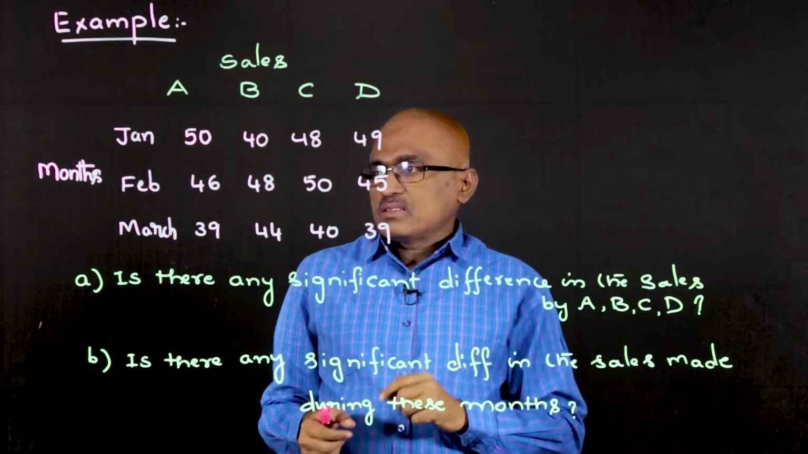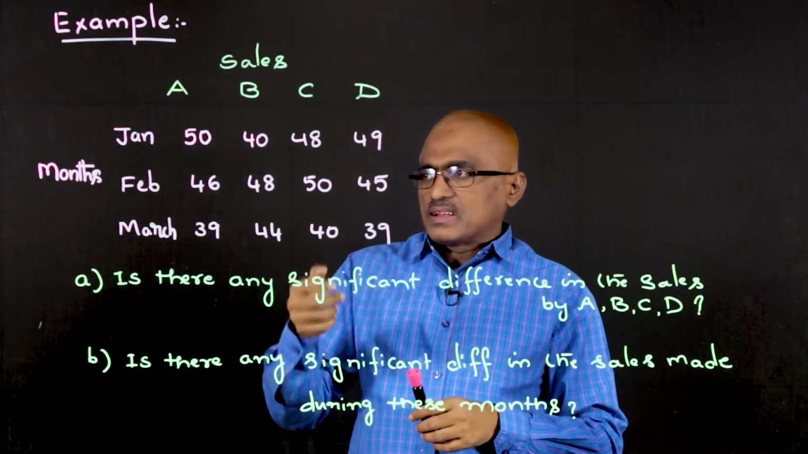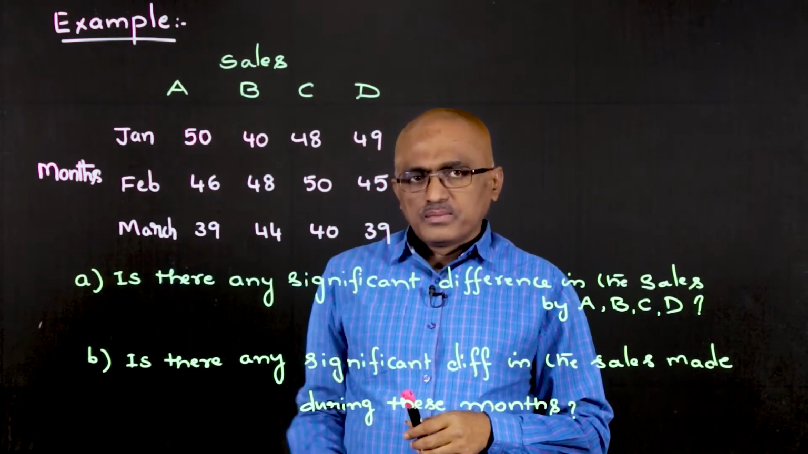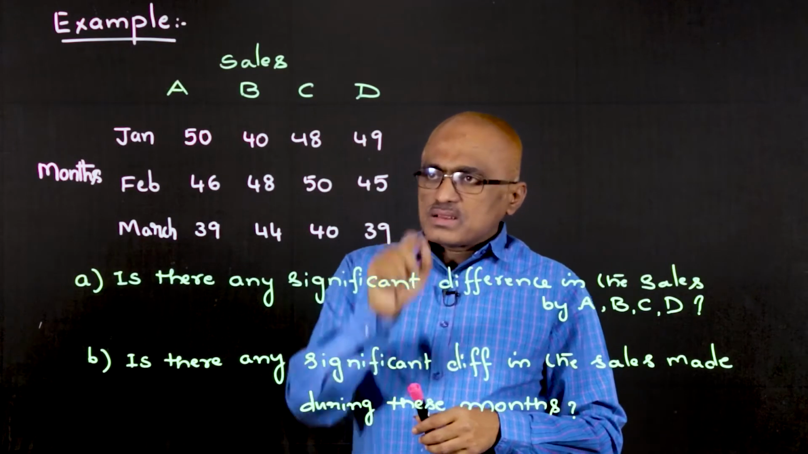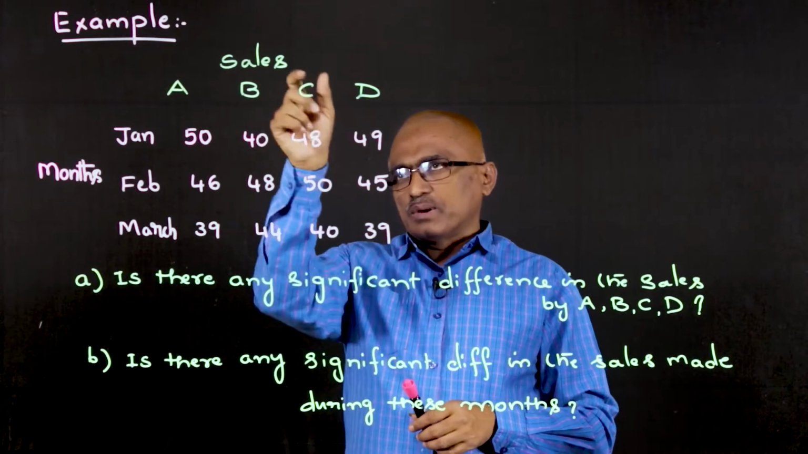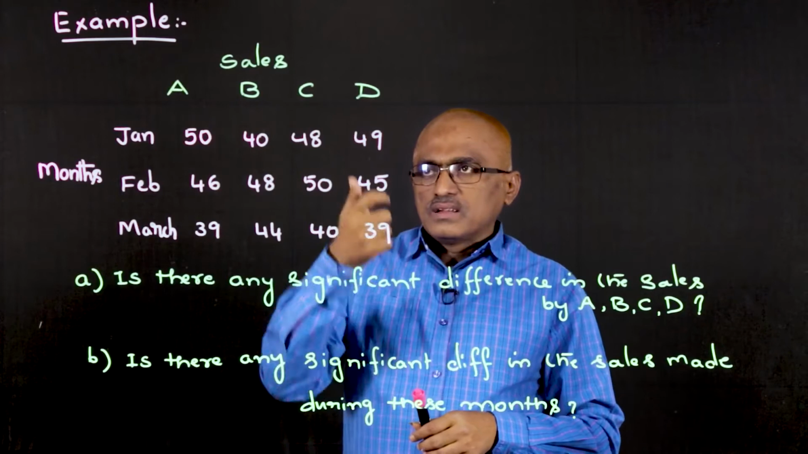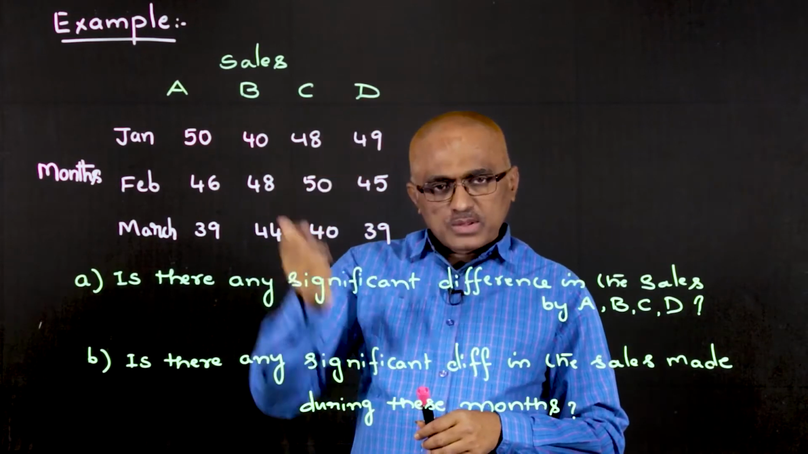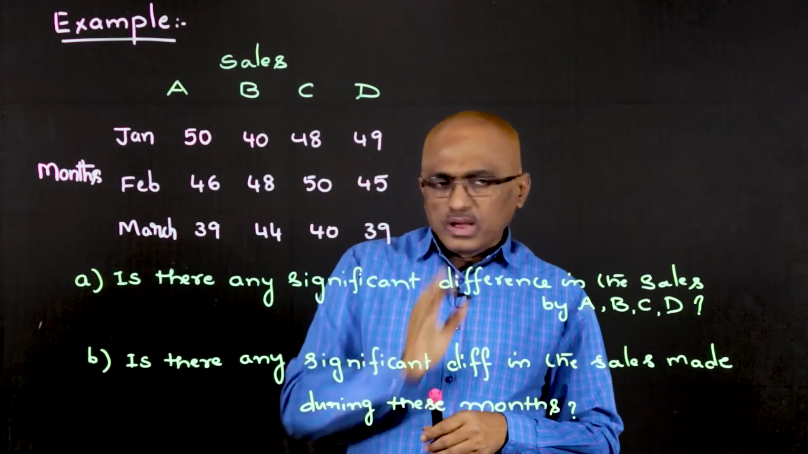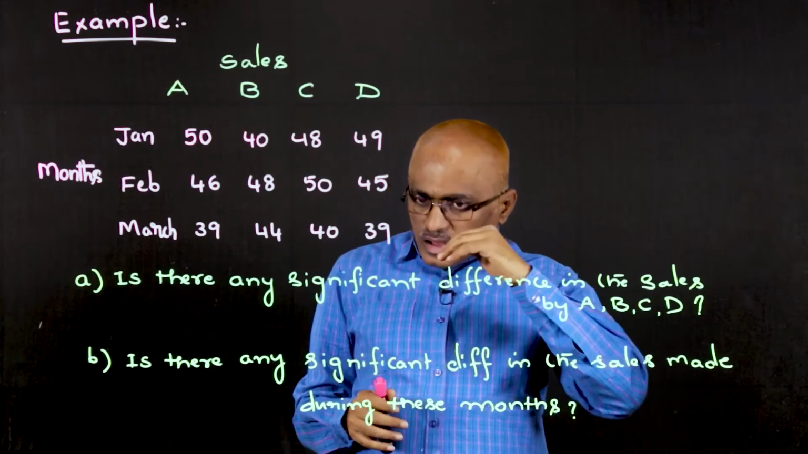Apart from this, if we want to find out whether there is any significant difference in the sales with respect to the months, Jan, Feb, March, that means based on the same data we want to test the hypothesis with respect to sales as well as with respect to months, that is with respect to rows as well as columns. Therefore, we have to use the two-way ANOVA.